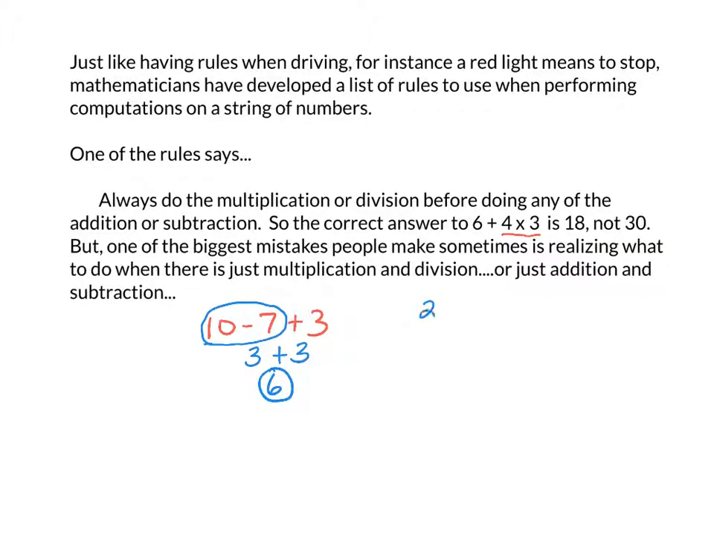If I was given the problem 20 divided by 4 times 5, once again, all I have is multiplication and division in this problem. And if all I have is multiplication and division, I'm just going to go in order from left to right. So I would do 20 divided by 4 first. 20 divided by 4 is 5. Then I have 5 times 5, and I get 25 for an answer. You see this kind of mistake a lot on problems when people are doing just addition and subtraction, or just multiplication and division. Please be careful with this.